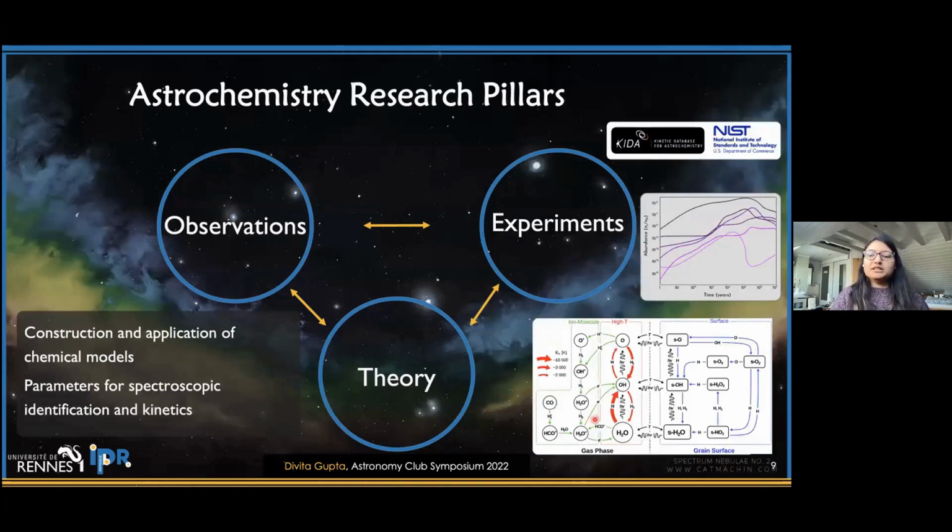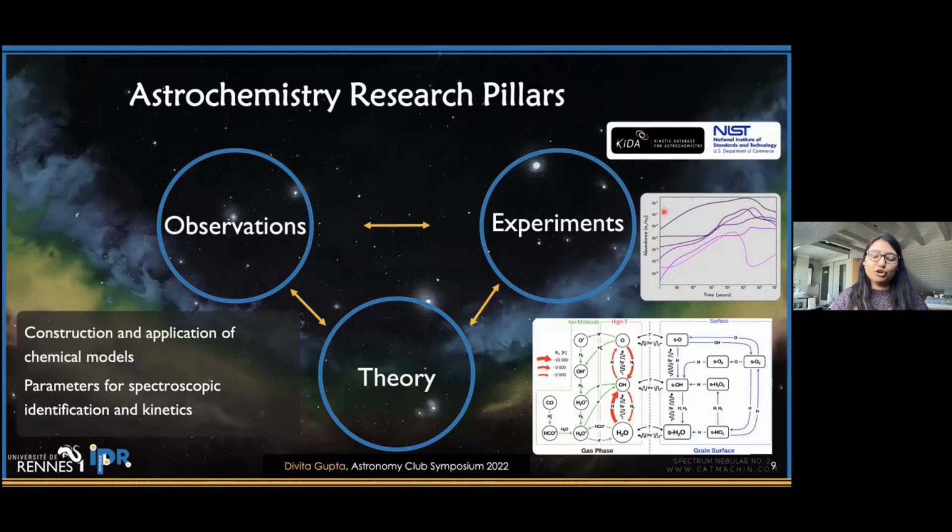All right. The next part is theory. What you have in theory is the construction and application of chemical models. So you know you have these different species in space, but you also want to understand how they are formed and how much their abundance is over the course of time. What you're measuring right now is the present, right? What is there now? But you also want to see how that has evolved over time. So you would have different kinetic models, and different databases which have all these species and their parameters.